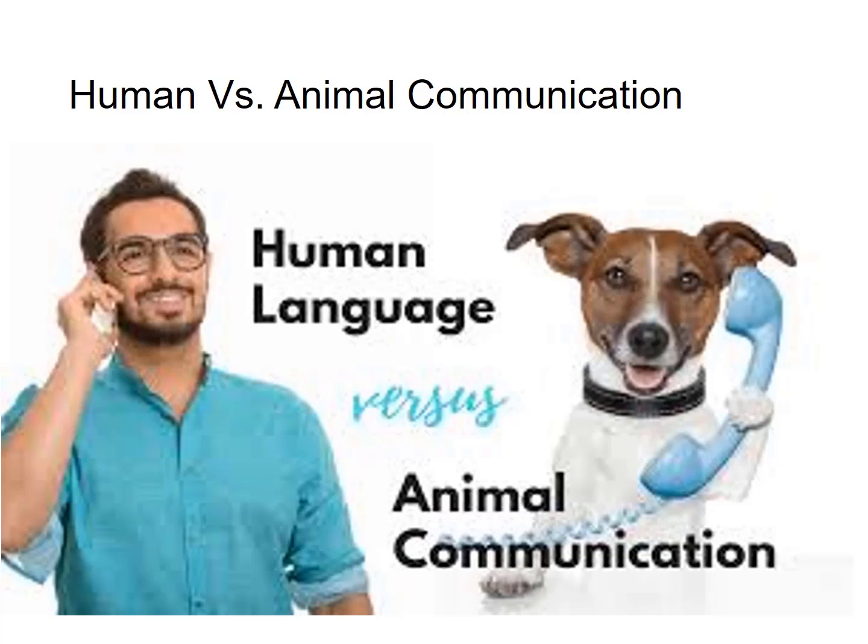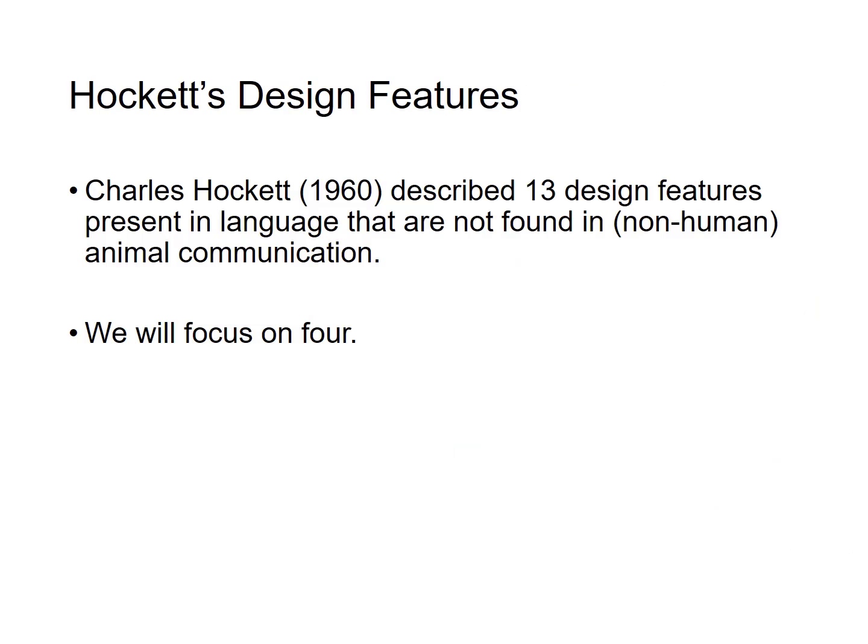Let's talk about some of the differences between human language and animal communication. A useful way to start this discussion is to talk about the design features in animal communication. In 1960, Charles Hockett published a paper in which he described 13 different design features in communication, and he compared which ones are involved in human language and which ones are involved in communication systems in other species.